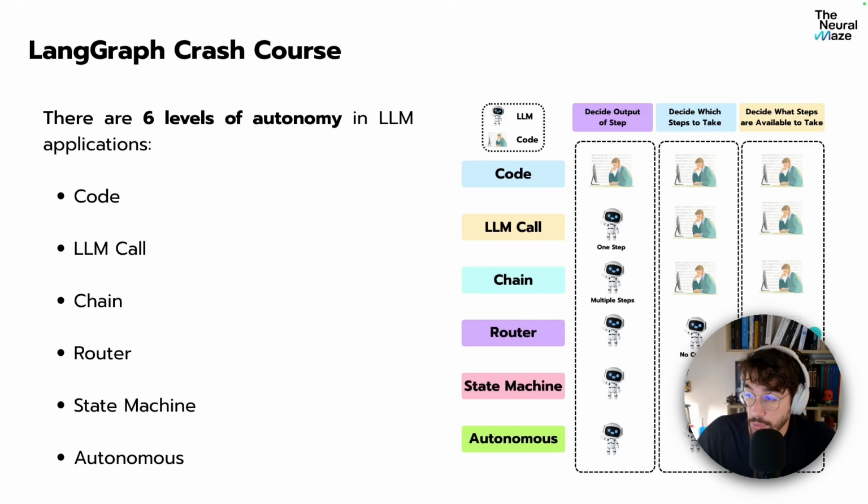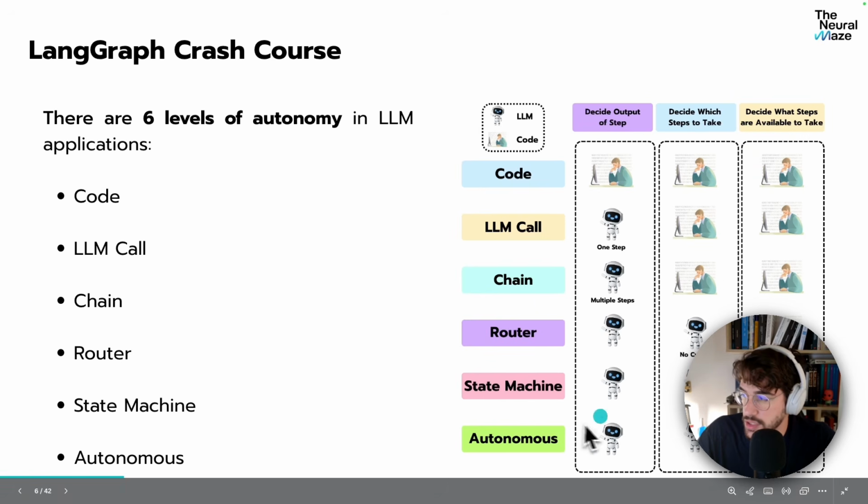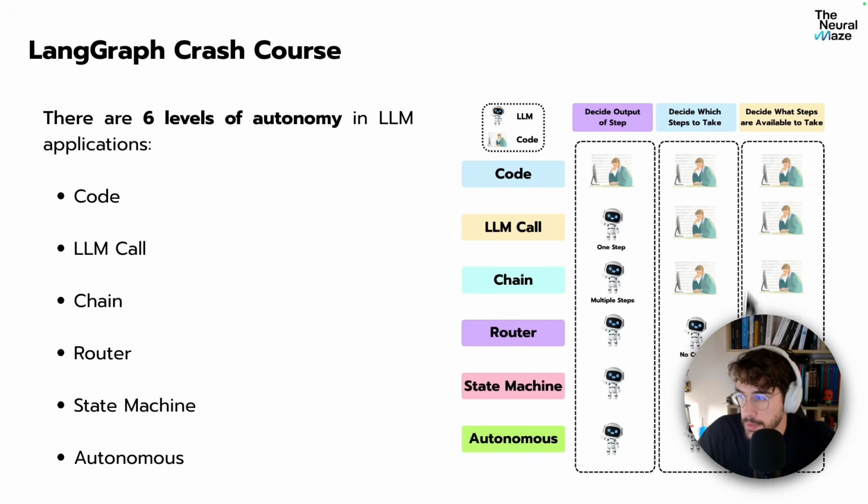The only thing is that for the router, humans are still in charge of deciding what steps are available to take, all right? And if we keep scrolling down, the state machine is almost the same as the router, but there are cycles available inside the LangGraph workflow, inside the workflow in general. And then we have the last level, which is the goal of all this explosion of agents, which is the autonomous agent. And this agent is going to decide the output of each step. It's going to decide which steps to take, and it's going to decide what steps are available to take.